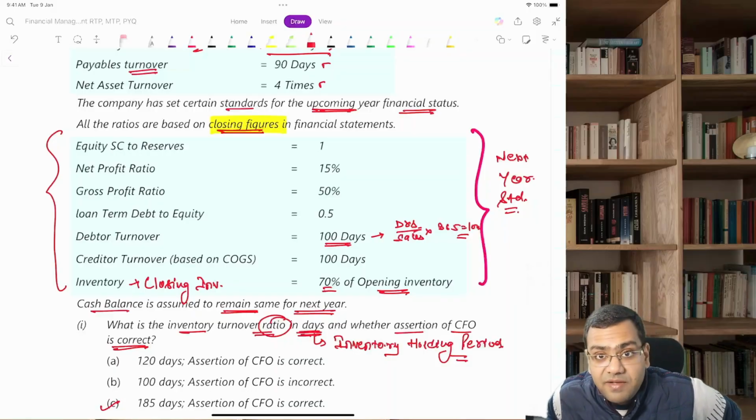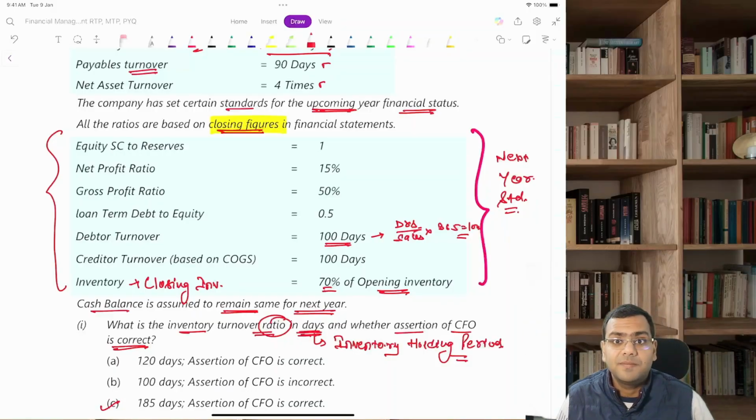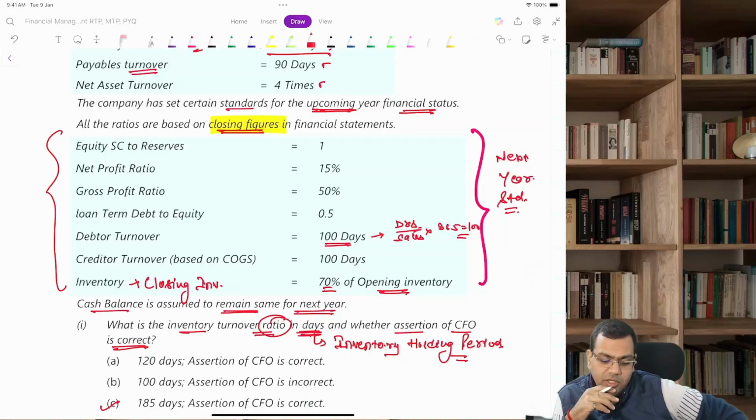Sir, we have 1 crore 25 lakh. Sir, 1 crore 25 lakh is existing year. Do you have it for the next year? The sales are not there for the next year. How can you do it, sir? Think about it. Can you use net profit ratio? Can you use the gross profit ratio or something else? Something that you can use for that? Anything?